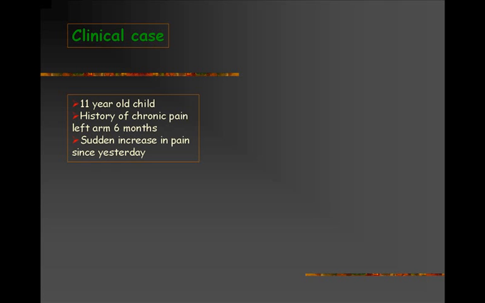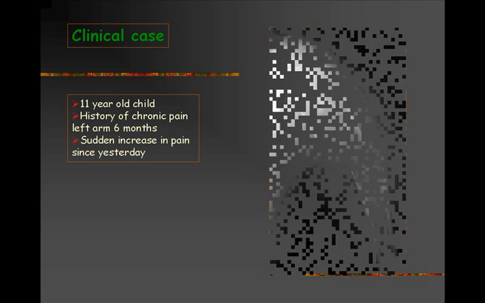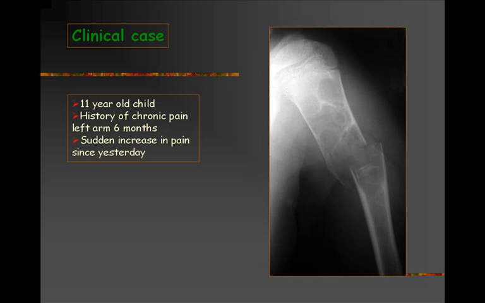This clinical case is of an 11-year-old child who complained of history of chronic pain in the left arm for 6 months. The child complained of a sudden increase in this pain for the last 1 day. The X-ray of the left arm of this child is shown here. Note that the growth plate is still open and there is an enlarged swelling and cystic changes in the proximal part of the humerus. There is also a fracture through the shaft.